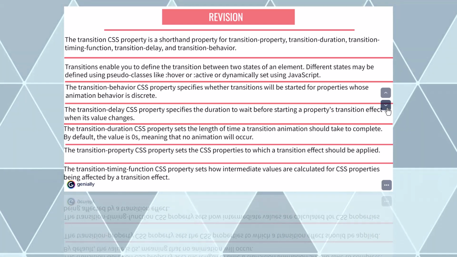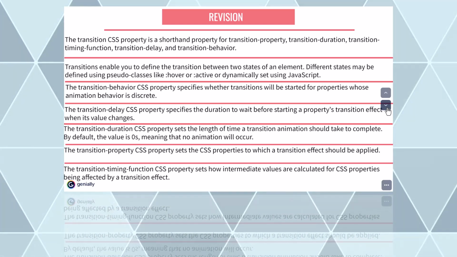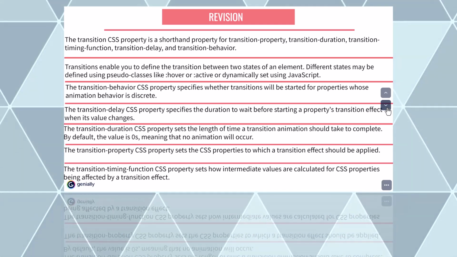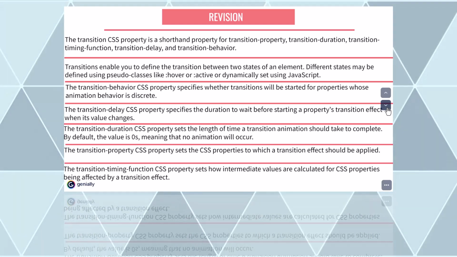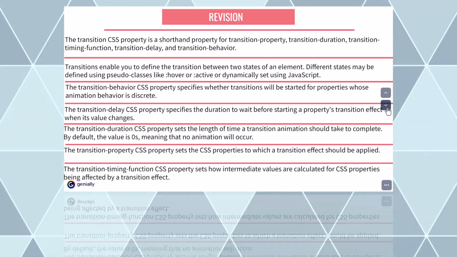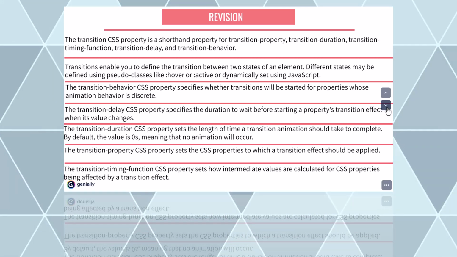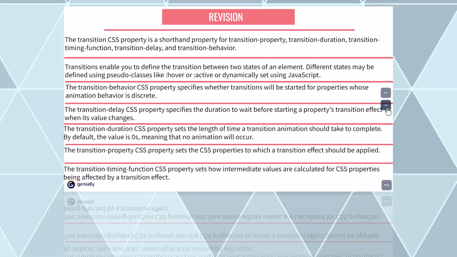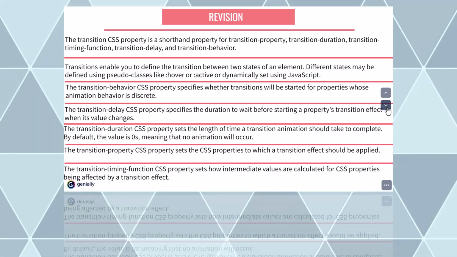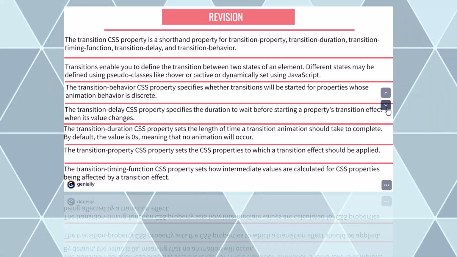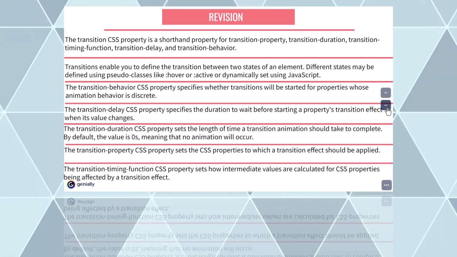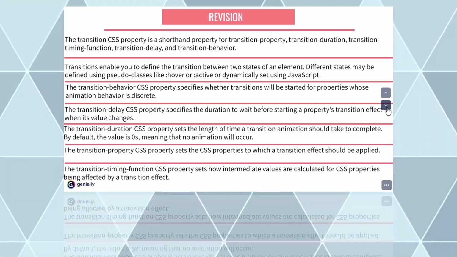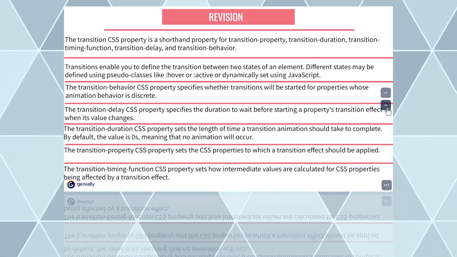Transitions enable you to define transition between two states of an element. Different states may be defined using pseudo classes like hover or active or dynamically set using JavaScript. So this part is telling us that transition is a way to animate elements based on different states, such as hover or active, or you can set it using JavaScript. Unfortunately for us, we have not reached that part, which is JavaScript. This week we'll be finishing CSS, then next week we'll start with JavaScript.